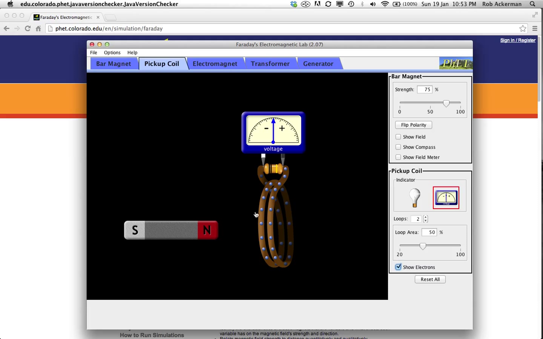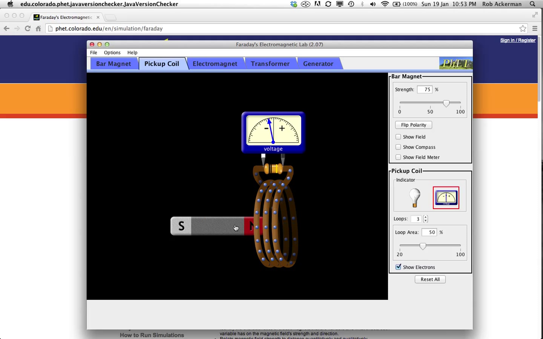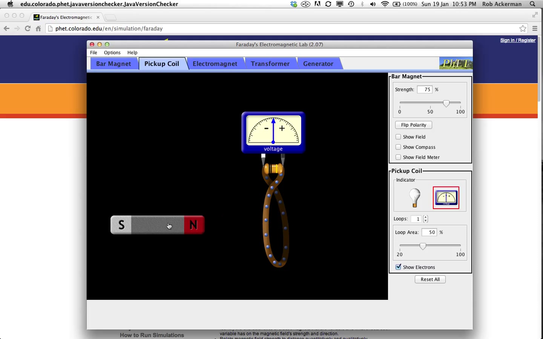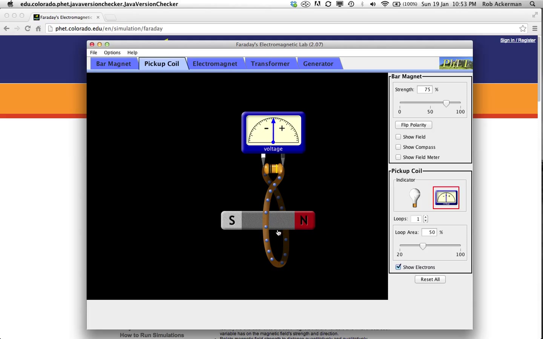So a couple of other things I can do. I can increase the number of loops, and now what do you notice? If you watch how much the needle's deflecting, now let me compare it with just one loop, you'll notice that with more loops, you get more deflection of the needle.